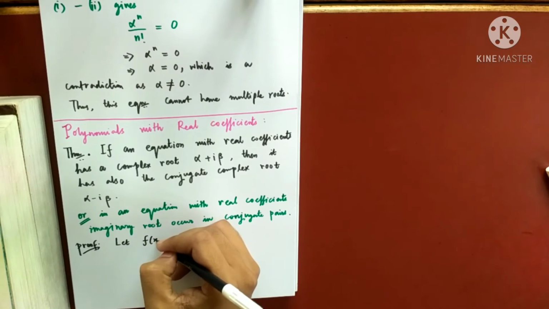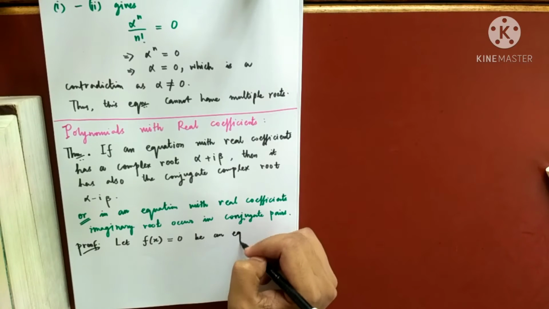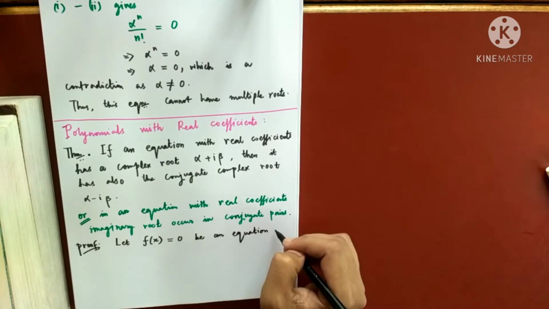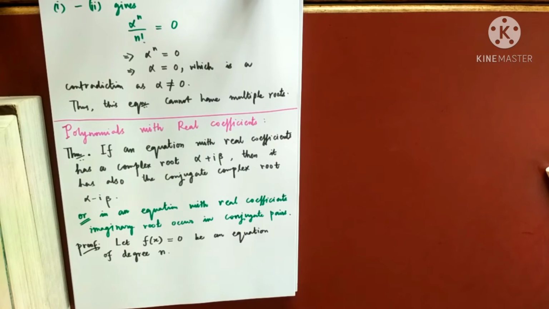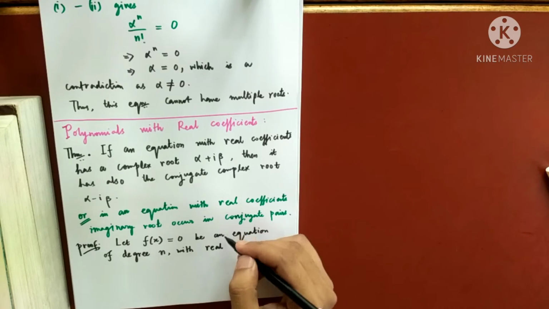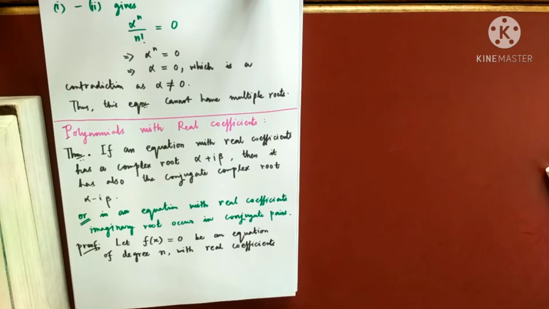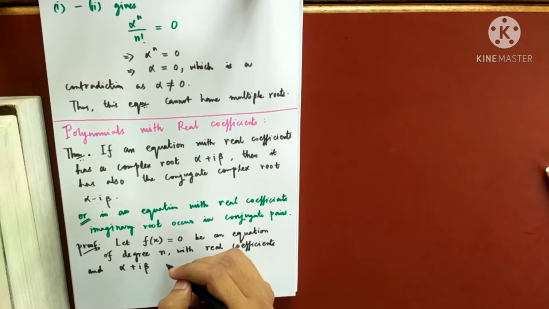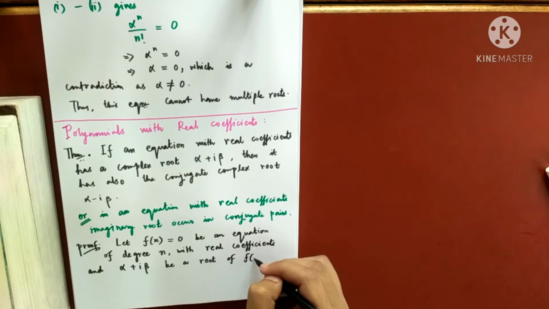Okay, so let me first take some algebraic equation having real coefficients. Let f(x) = 0 be an equation of degree n, and definitely with all coefficients real, and suppose that alpha plus i beta is a root of f(x) = 0.